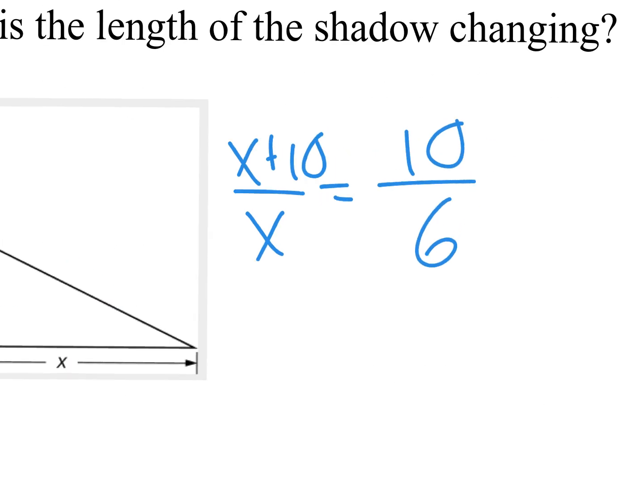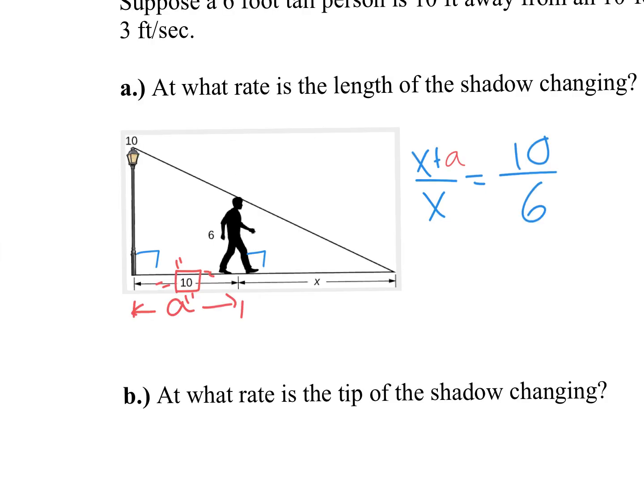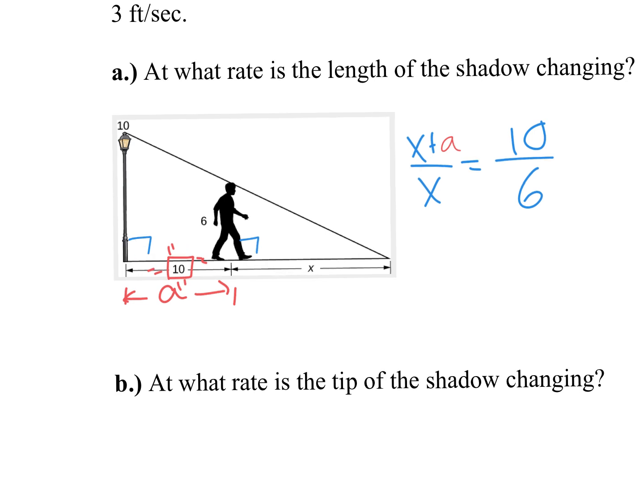Silence on that one. Very confused. Is that okay? X plus A, because A represents any length that B is away from the pole. Okay? All right? So what are we going to get when we cross multiply? Let's try that. What's that going to give you?